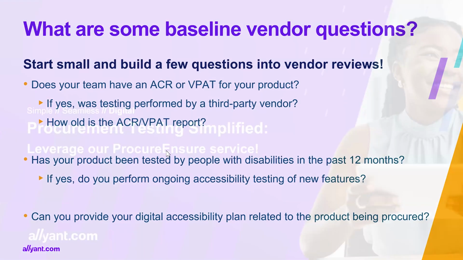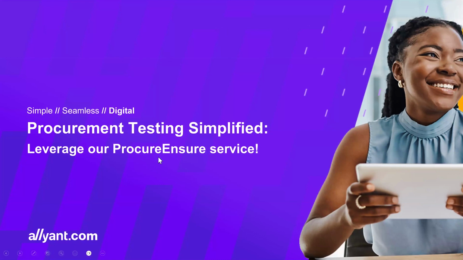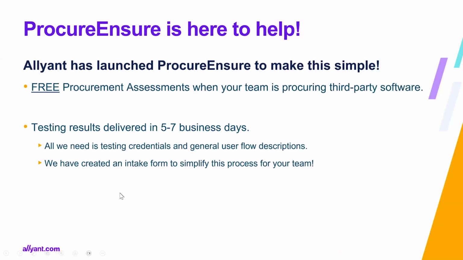Then diving into, so we've talked and we set this up, how can Alliant help? What have we built with our ProcureEnsure service, and why can this help you build this into your process? So first of all, we've launched this ProcureEnsure service. We launched it actually at the Disability In Conference last July, so July 2023. And this is a free procurement assessment when your team is procuring third-party software.